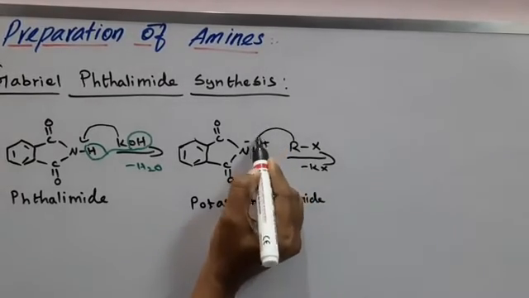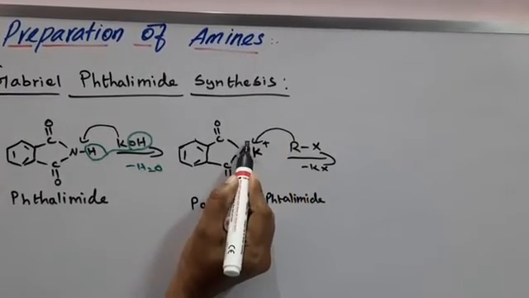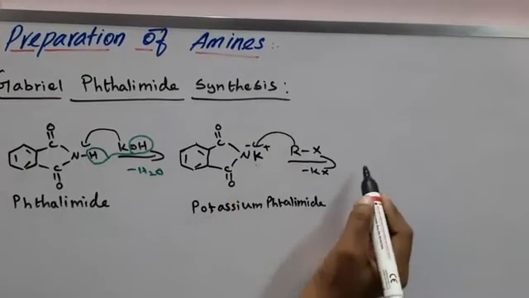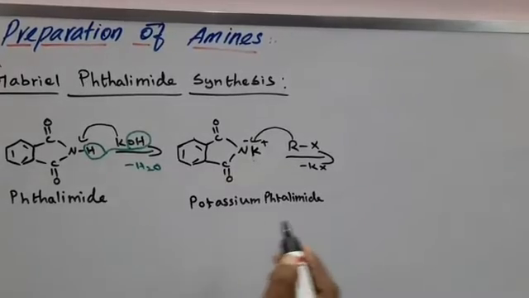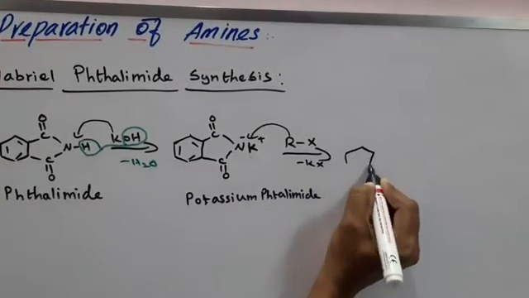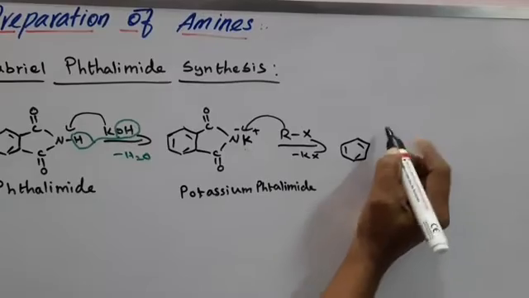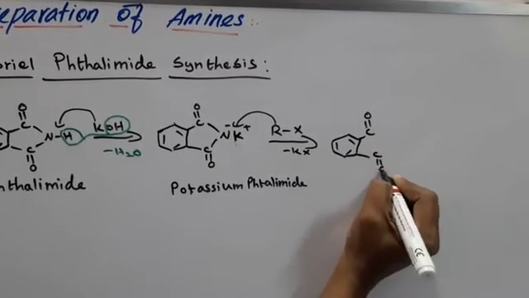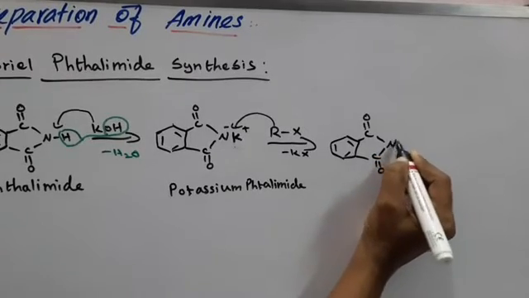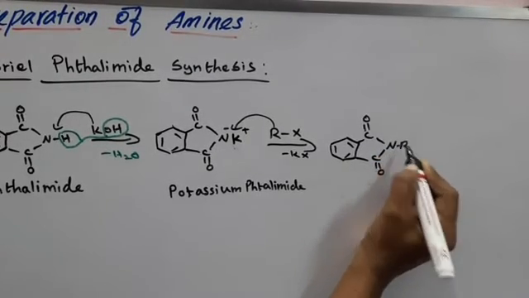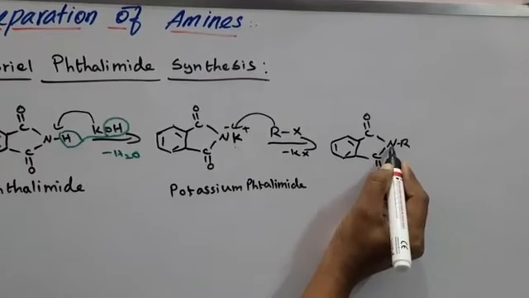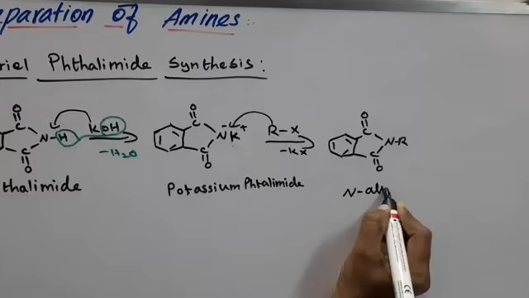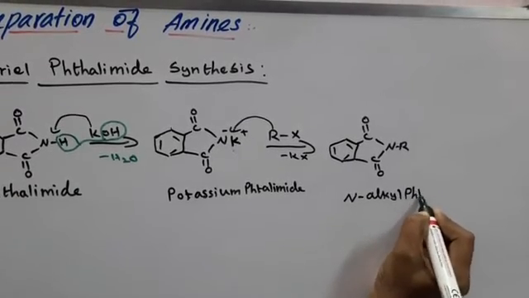This R group comes and adds here, because this nitrogen has a pair of electrons and the alkyl carbon is electron deficient. We can get N-alkyl phthalimide. Okay, this is a step by step reaction. C double bond O and C double bond O, this is N and R. This is your N-alkyl phthalimide.